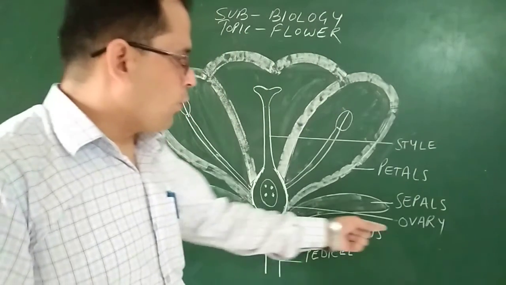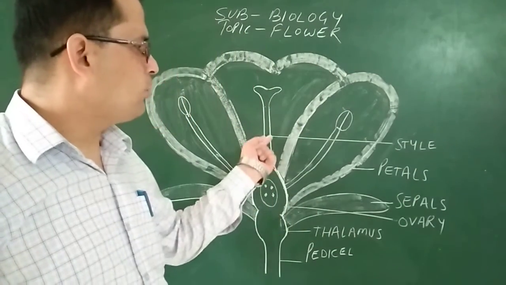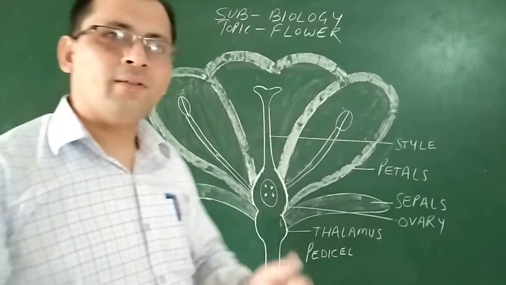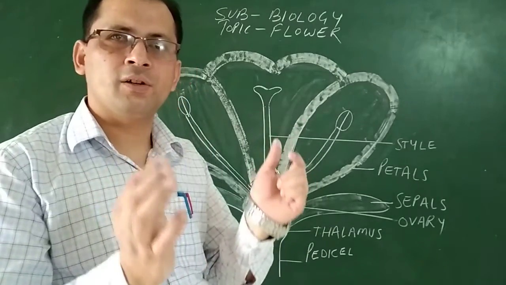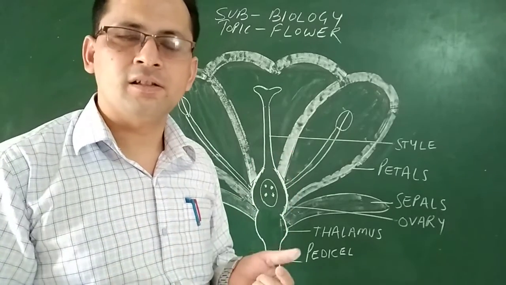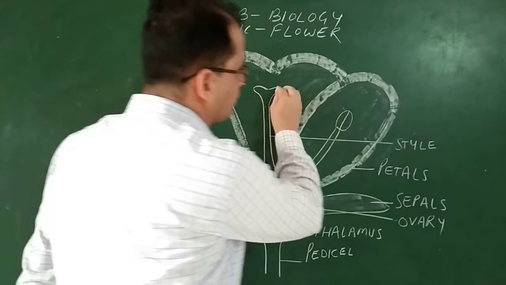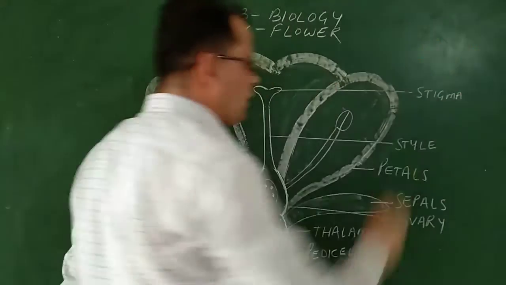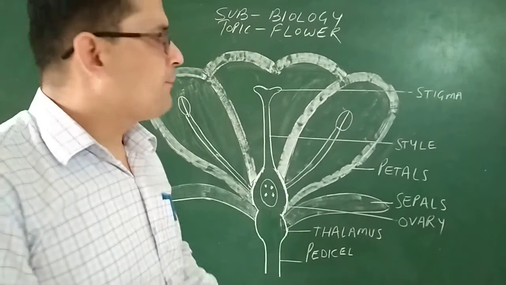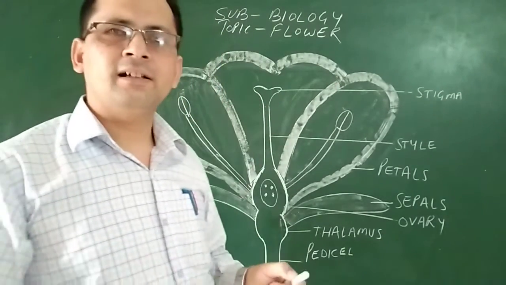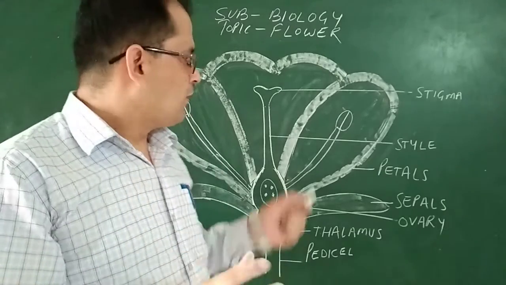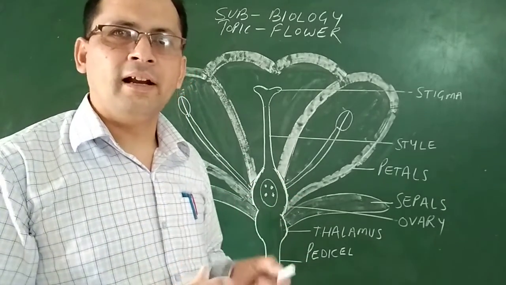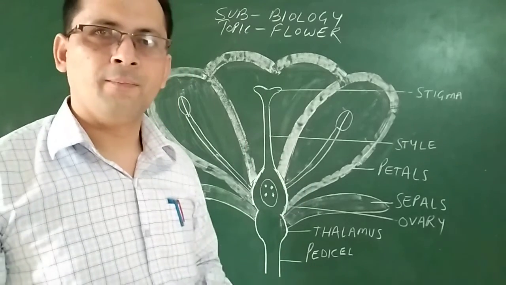Okay, so the ovary continues to form a tube which is known as style, and the style ends at a widened or flattened structure which is sticky in nature and it is called stigma. Now, beta, what you have to remember, this stigma is the sticky portion of the female part and the pollen from the male part lands on this stigma.